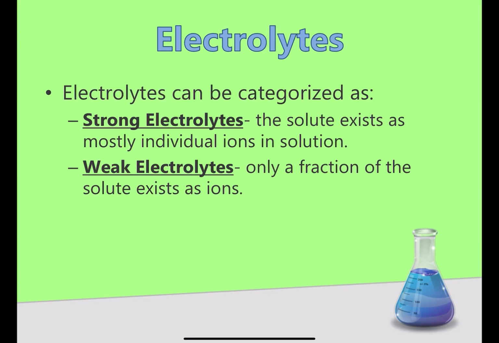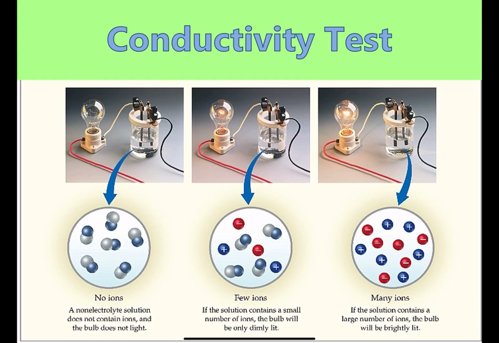So once we have our electrolytes, they can be considered a strong electrolyte or a weak electrolyte. Strong electrolytes are going to have mostly individual ions in solution, and weak electrolytes are only going to have a small amount of ions in solution. And so what that means here, we see no ions. We have the molecules that are still formed. They don't separate or break apart into the positive charge and the negative charge, okay?